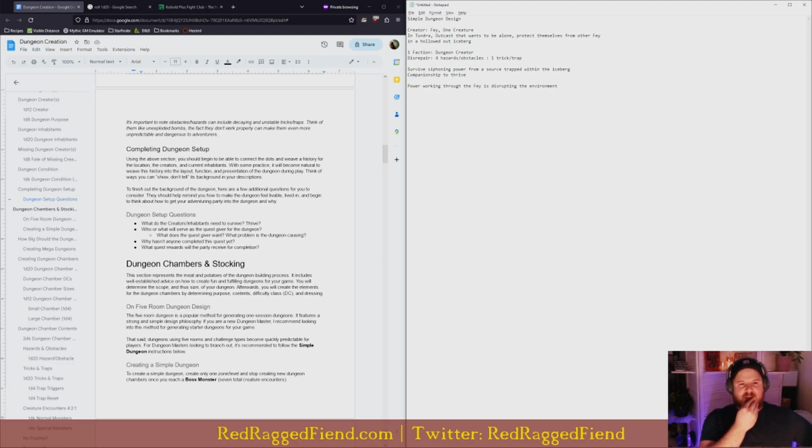So it could be a case where they would go through the dungeon and they'd find the power source, and then the next one they come across an adventure where they end up needing a power source, so they go back and get it and bring it back, and that can be its own sort of mini adventure along the way. I think the power working through the Fae is disrupting the environment.